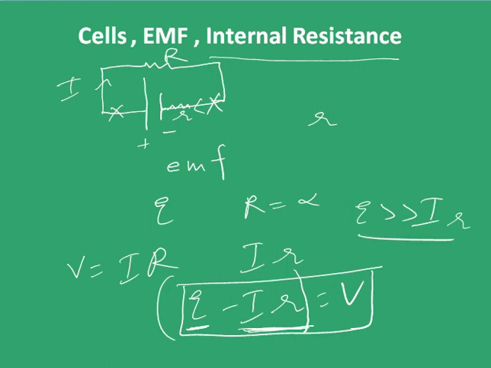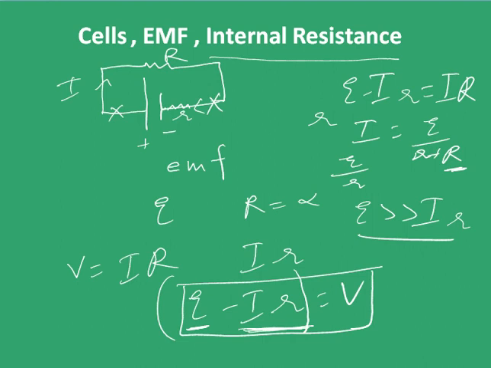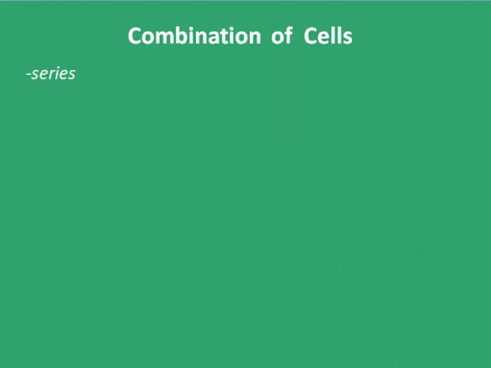Now let me tell you one more thing. You know that E minus Ir is capital V, right? I can write capital V as I into R. So from this what can I say? I is equal to E by R plus r. This will be the current in the circuit, and the maximum current will be E by r when this capital R becomes 0. I mean when you just connect the cell with a conductor which offers no resistance, then this will be my maximum current. Hope everything is clear till now.